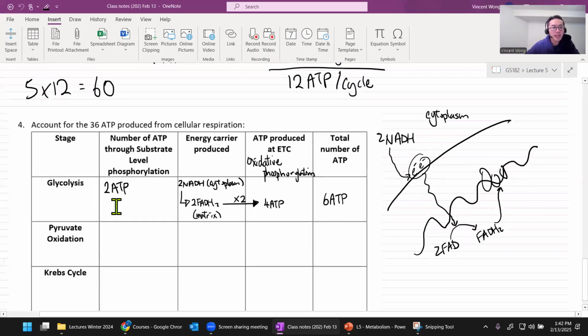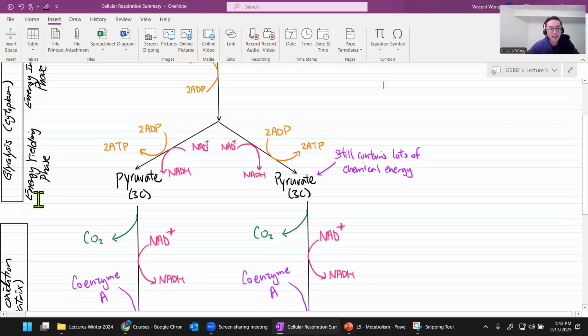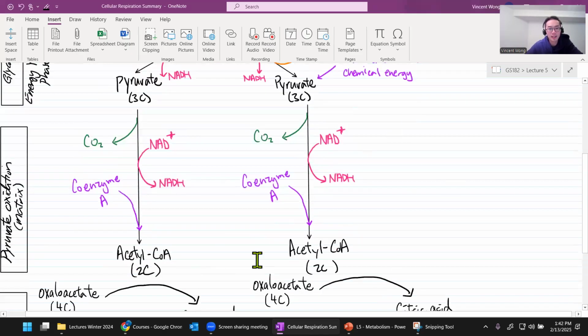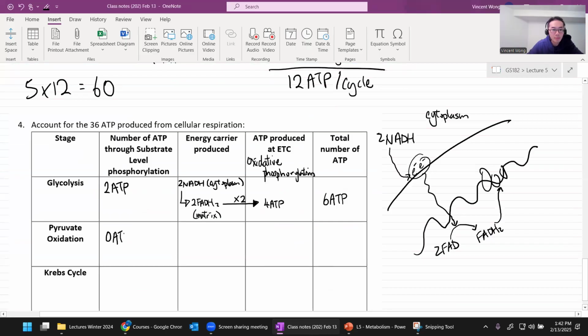All right, how many ATPs from substrate level phosphorylation for pyruvate oxidation? Anybody? We're almost there. How many ATPs? What does the summary tell you? Let's take a closer look here. Do we see any ATPs at all? Nothing, right? None. That's right. So we're going to put 0, 0 ATP.